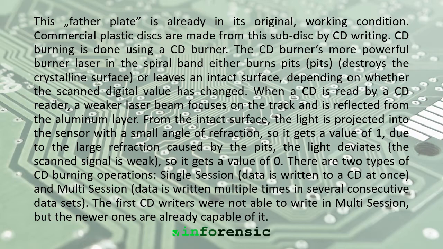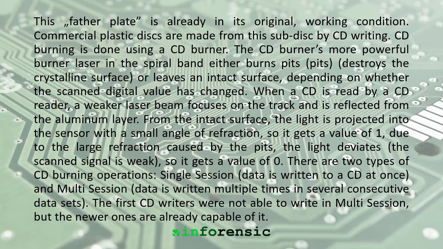When a CD is read by a CD reader, a weaker laser beam focuses on the track and is reflected from the aluminum layer. From the intact surface, the light is projected into the sensor with a small angle of refraction, so it gets a value of 1. Due to the large refraction caused by the pits, the light deviates, the scanned signal is weak, so it gets a value of 0.